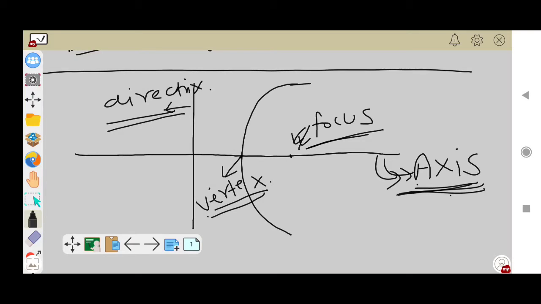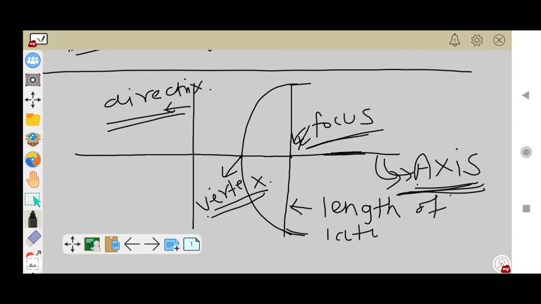Now there is one more concept, length of latus rectum. What is the length of latus rectum? A line perpendicular to the axis and passing through the focus is called the length of latus rectum. Hope you understood this much.